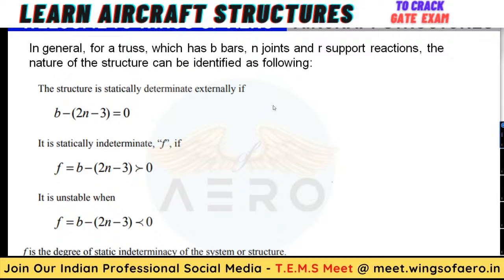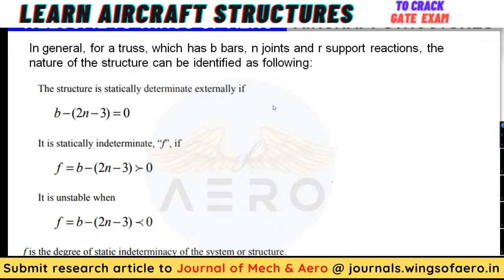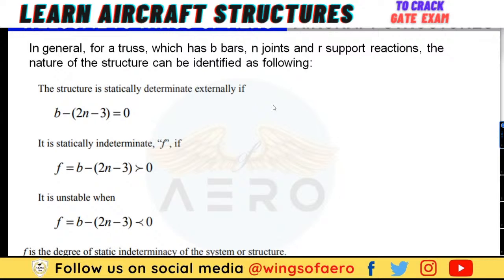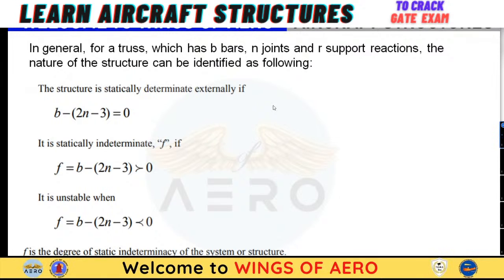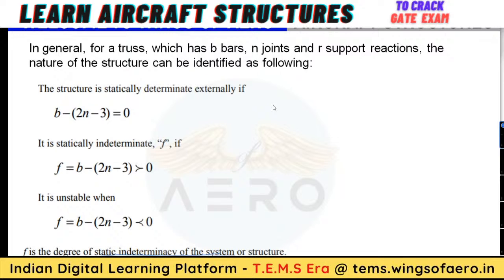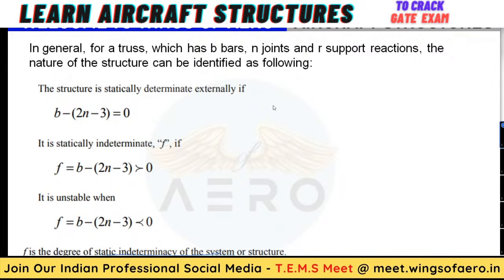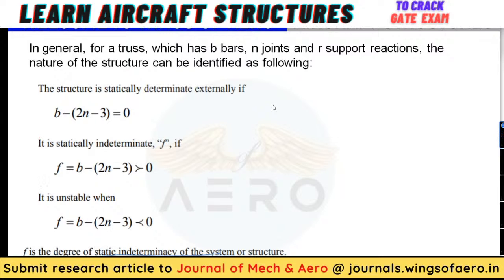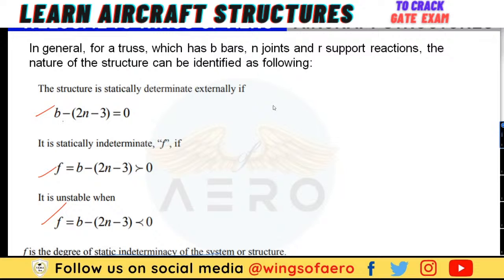Okay, so there is another way to find out. Not only that, there is also a way to find out the degree of static indeterminacy of the system or structure, right? So sometimes they also ask this kind of question. Degree of static indeterminacy of the system: there are three formulas. We will see what these are.